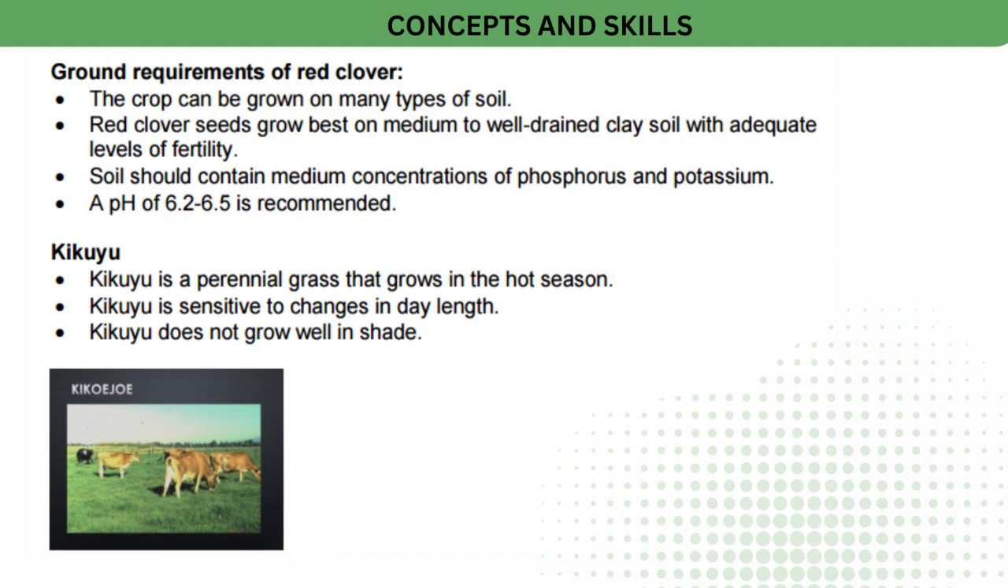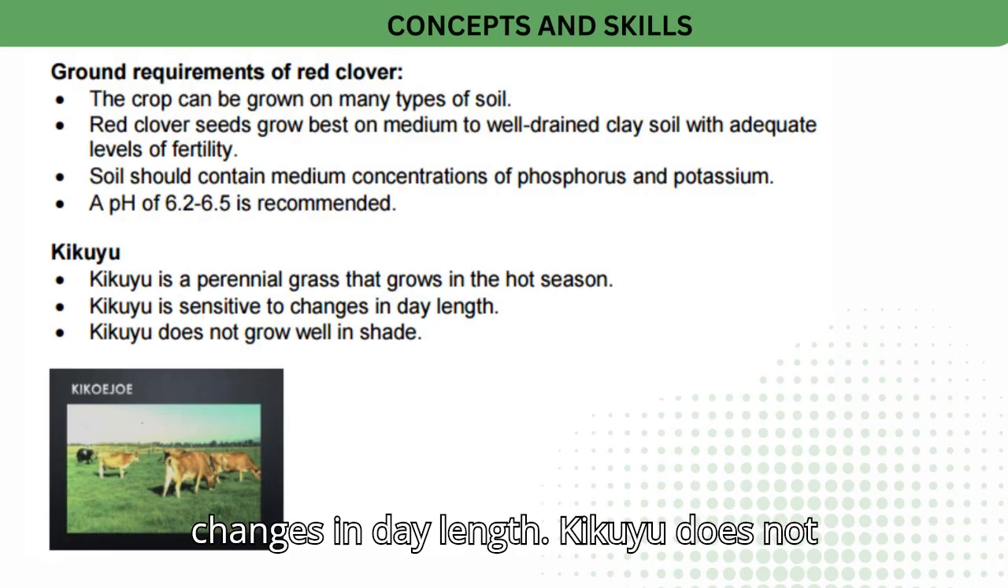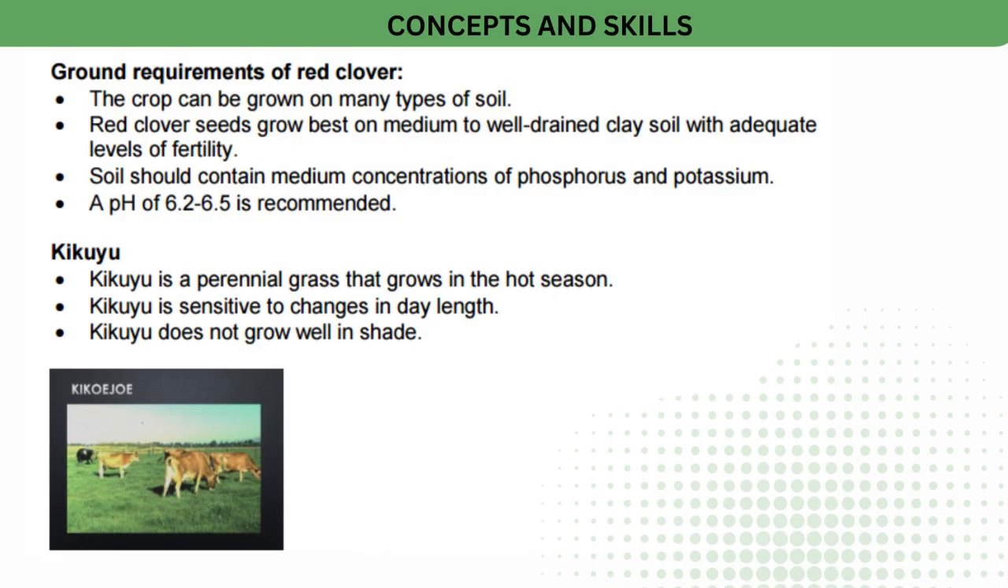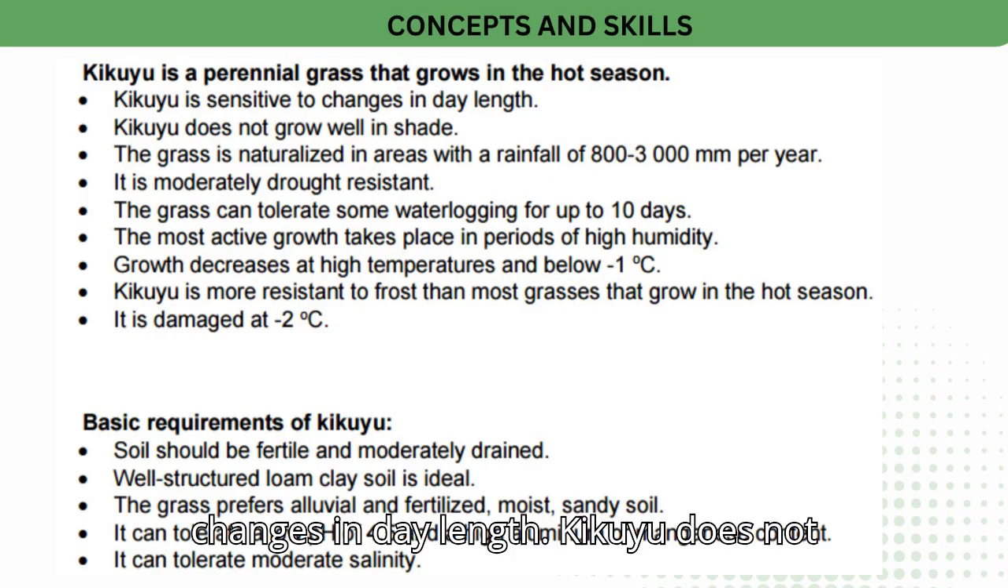Kikuyu. Kikuyu is a perennial grass that grows in the hot season. Kikuyu is sensitive to changes in day length. Kikuyu does not grow well in shade.